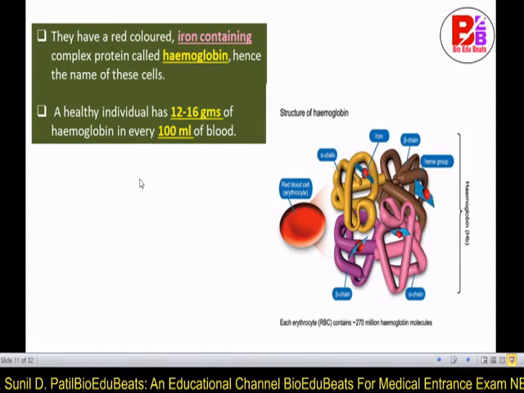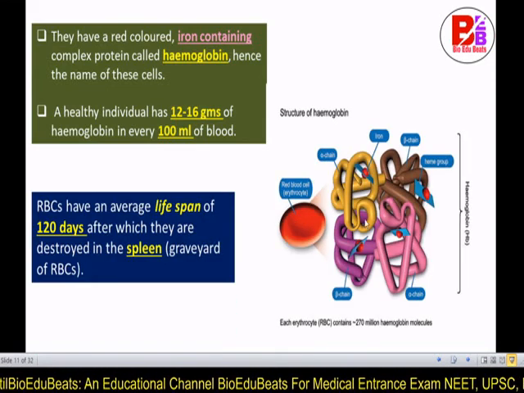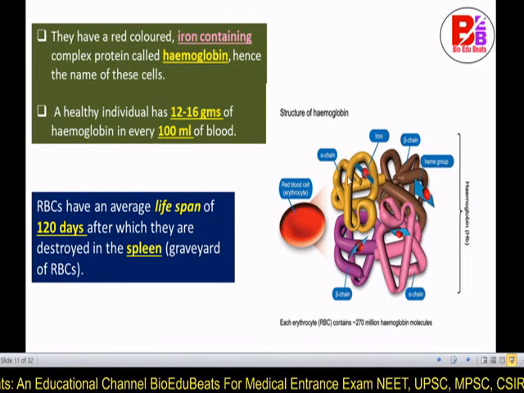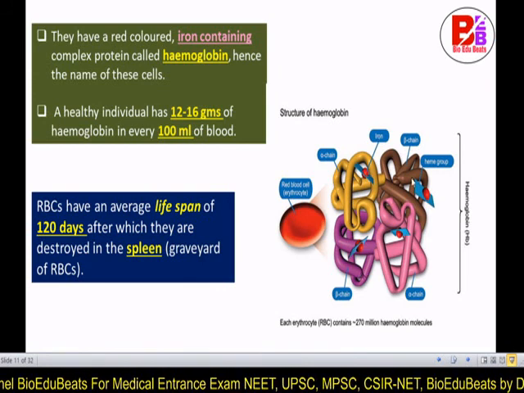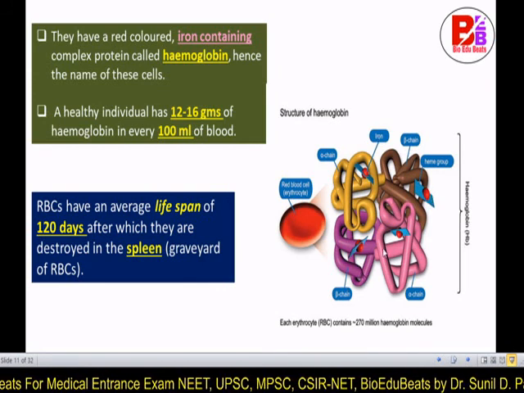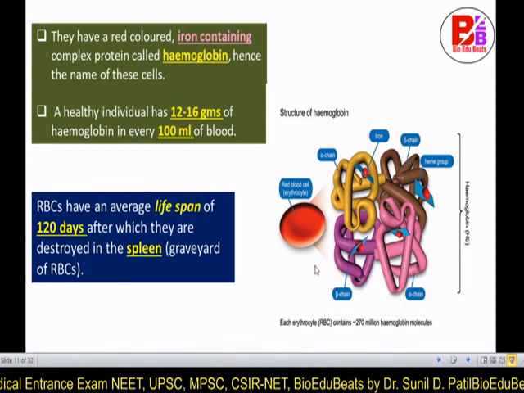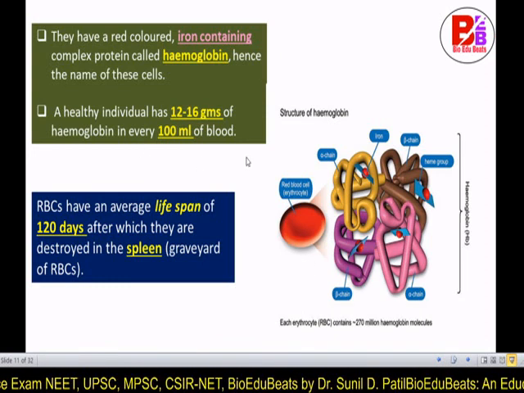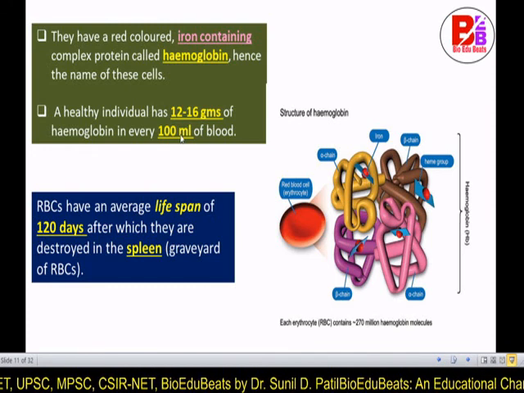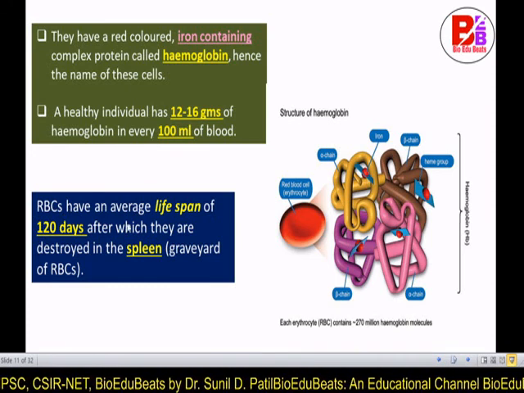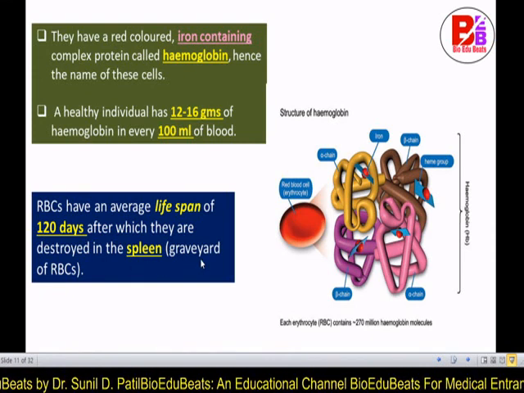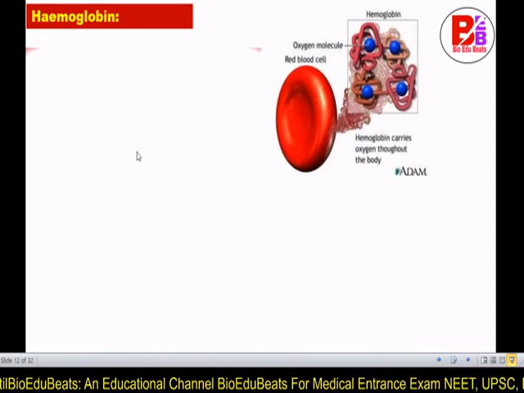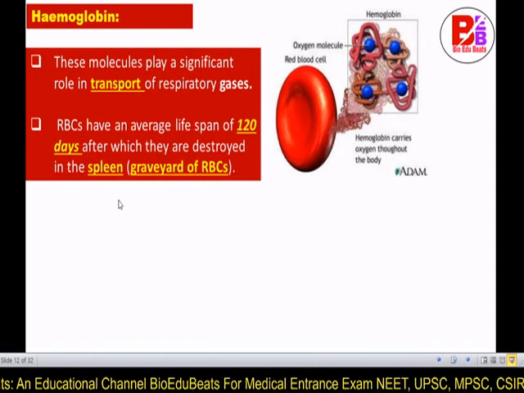We have already seen the ranges. So this is the structure of hemoglobin. This is an alpha chain, this is another alpha chain, this is a beta chain, this is another beta chain. Then there are 4 iron groups connected with each subunit of the alpha and beta chains. This iron containing heme group combines with oxygen. RBCs have an average lifespan of 120 days, after which they are destroyed in the spleen. So the spleen is called the graveyard of RBCs, where dead RBCs are destroyed and their material is reused.